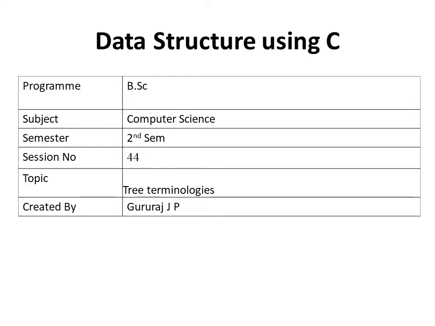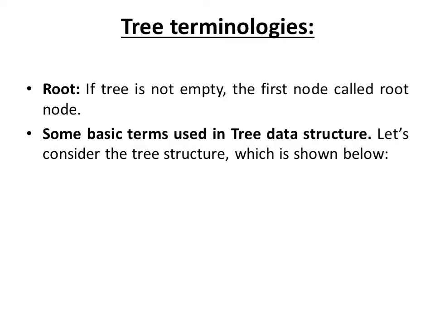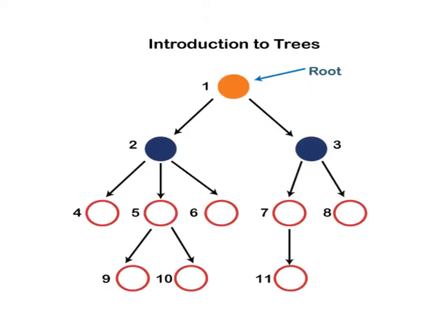Now let us begin the terminologies used in trees. What is root? If a tree is not empty, the first node is called the root node. And we can concentrate on some basic terms used in the tree data structure. Let us consider the tree structure which is shown in blue. Here you can see this is the first node, therefore it is the root node.